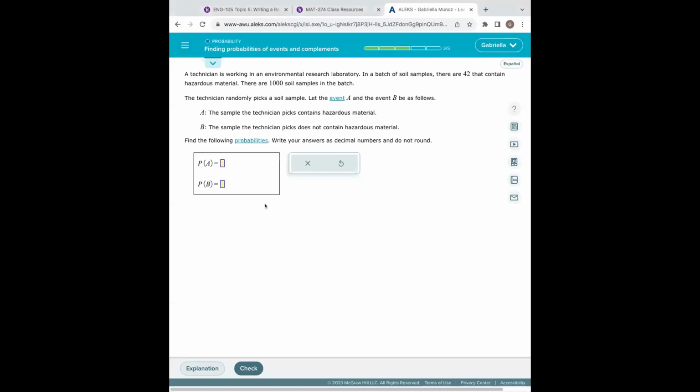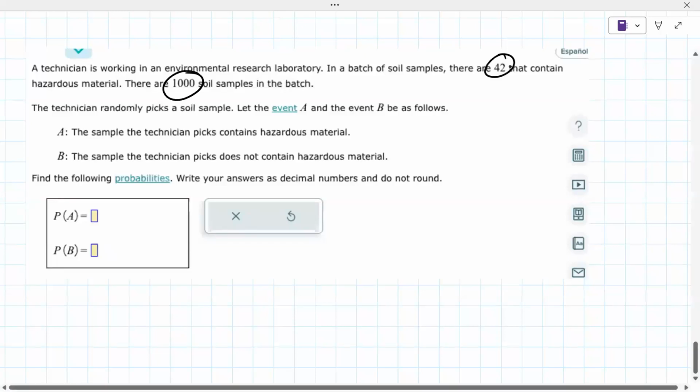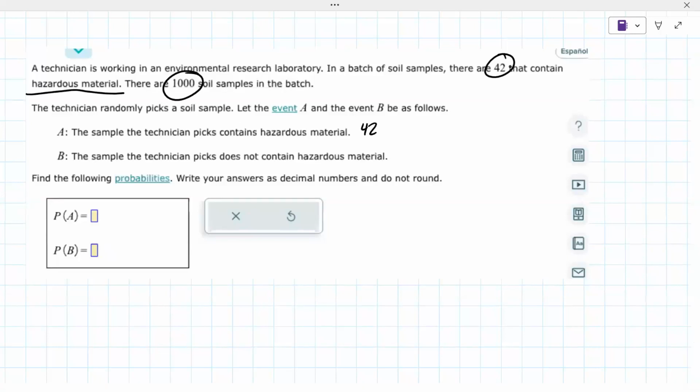All right. So this one, I was going to say, hey, why don't you try this one? But it's a little bit different when you divide by 1,000. That slightly changes the decimal. Alex is great at making a small little change, and then everything you just did doesn't really seem to apply. 42 out of 1,000 contain the hazardous material. Okay, so that's 42 out of 1,000.